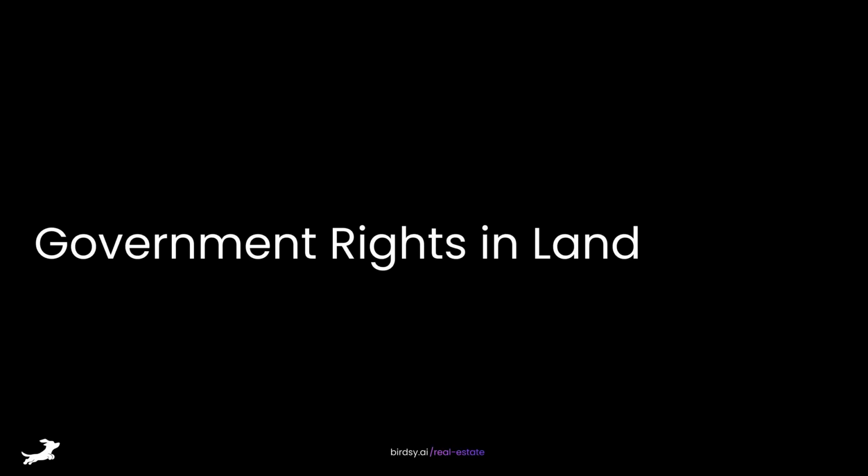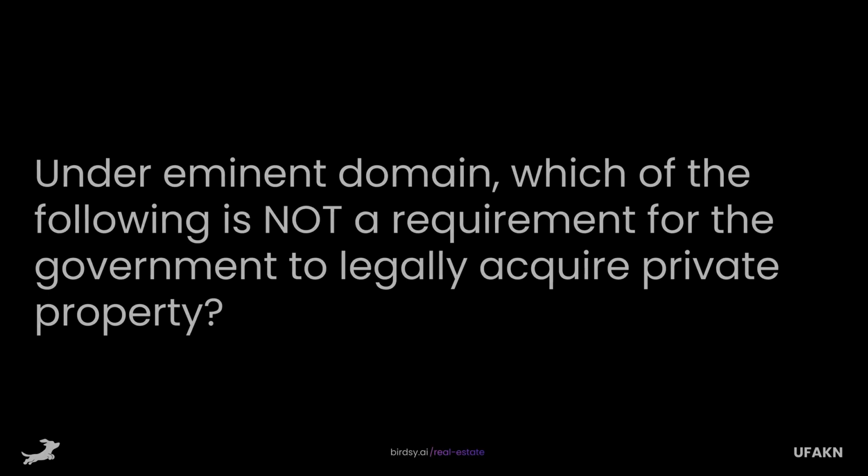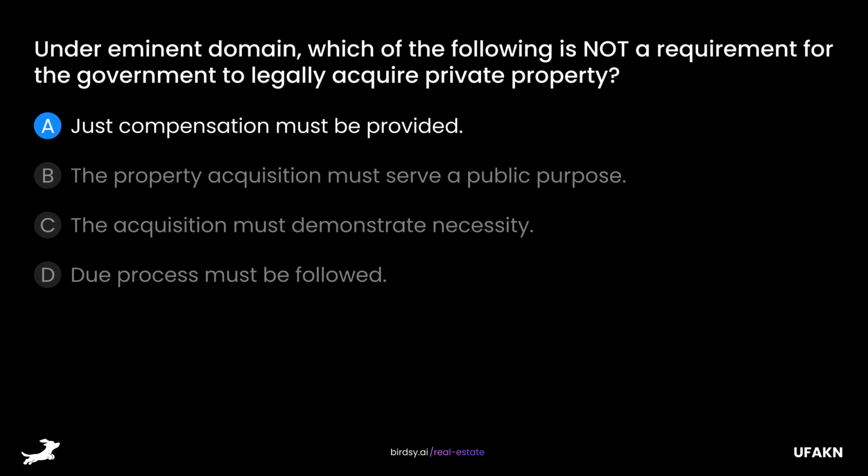Government rights in land. Eminent domain, condemnation, and escheat. Under eminent domain, which of the following is not a requirement for the government to legally acquire private property? Is it A, just compensation must be provided, B, the property acquisition must serve a public purpose, C, the acquisition must demonstrate necessity, or D, due process must be followed?